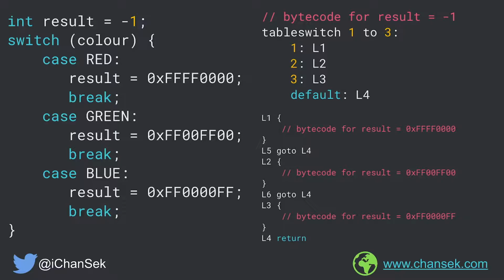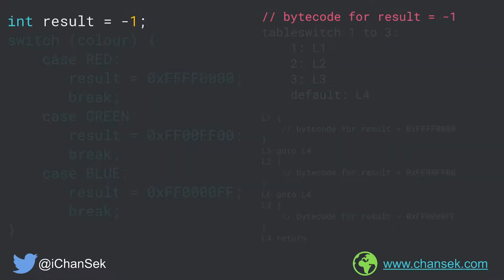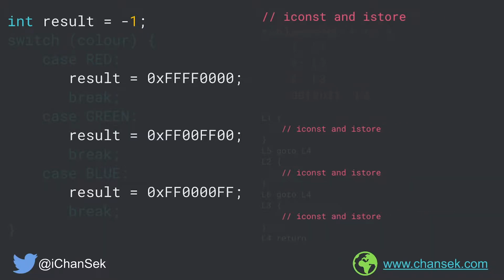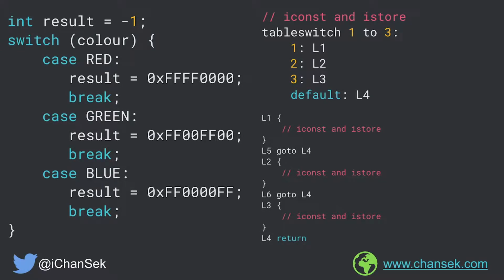In this example, I have declared a variable called result which is outside the switch statement. In the same way, its bytecode is also outside the tableswitch command. And in every case, we are assigning some constant to this variable. Notice that in all these four statements, we are loading a constant and storing that constant into the variable. So their bytecode equivalent will be iconst and istore, where iconst is meant to load a constant, and istore is meant to store that constant into a variable. So here is the final bytecode representation of the corresponding switch statement.